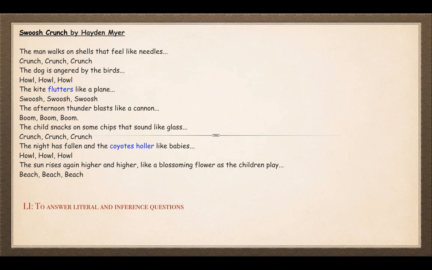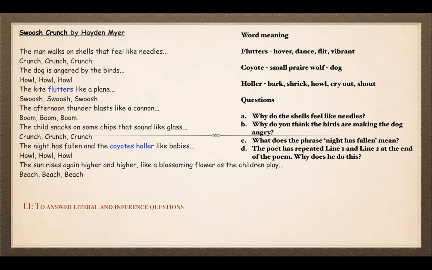Boom, boom, boom. The child snacks on some chips that sound like glass. Crunch, crunch, crunch. The night has fallen and the coyotes holler like babies. Howl, howl, howl. The sun rises again higher and higher, like a blossoming flower as the children play. Beach, beach, beach.